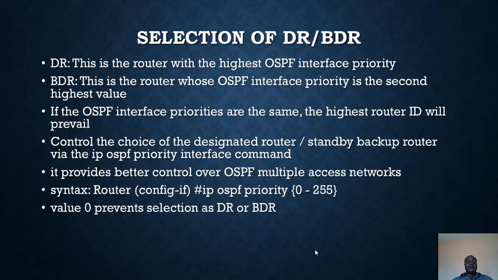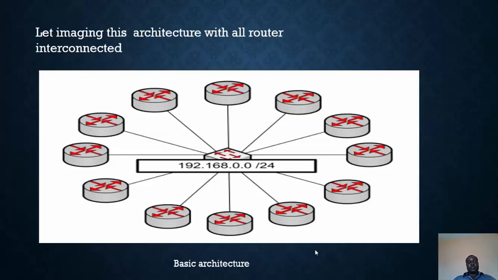The command provides better control over OSPF multiple access networks, and the syntax will be: router config-if, ip ospf priority 0 up to 255. The value 0 means the router is not selected as the designated router or the backup designated router.